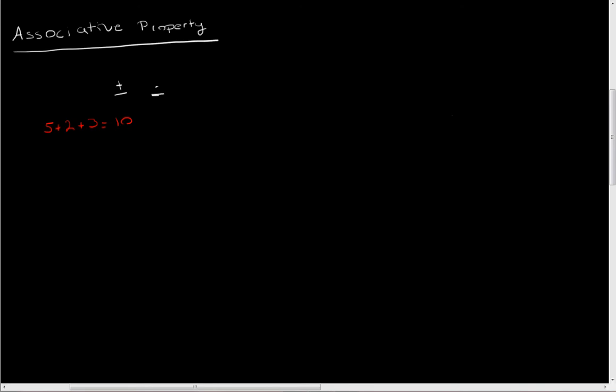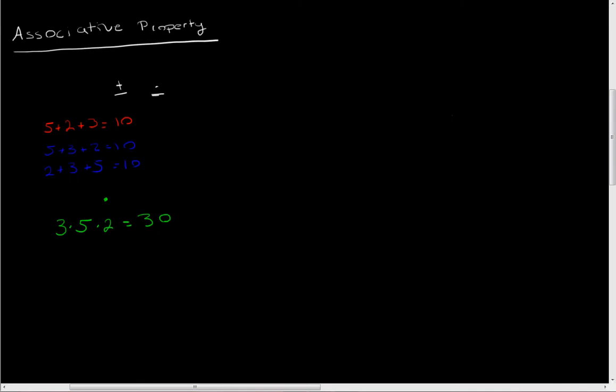Now the same thing if I did 5 plus 3 plus 2, this still equals 10. Or if I did 2 plus 3 plus 5, this still is going to give me the value of 10. Now same thing with multiplication. If I had 3 times 5 times 2, this would equal 15 times 2, which is 30.